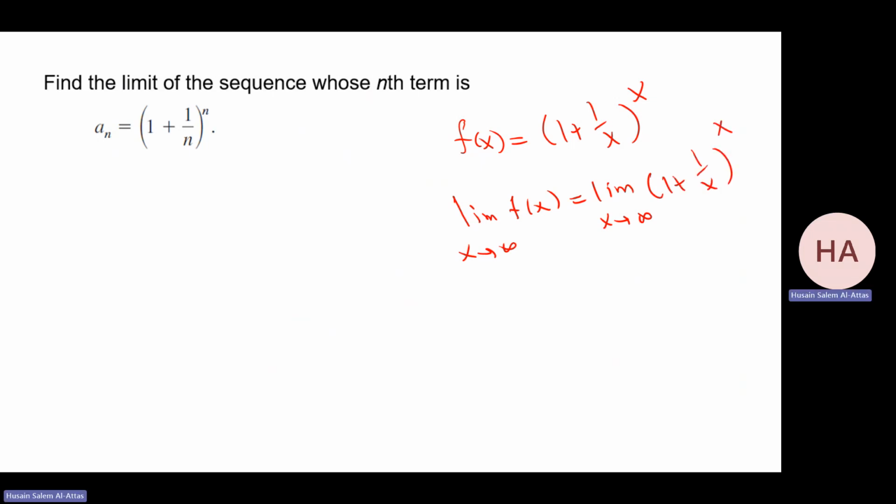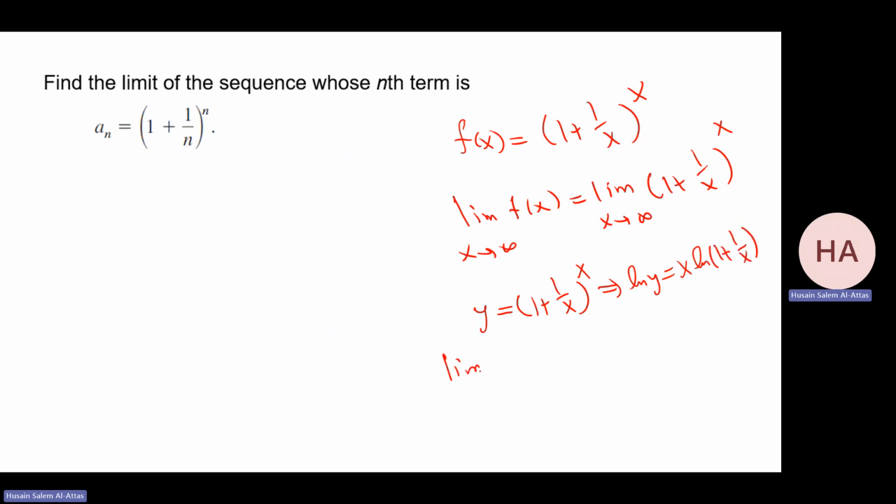That will be 0, 1 to the power infinity. And this is an undetermined form. If you remember, we work it out this way. We say y equals this. Then I take ln of both sides. ln y will be x ln 1 plus 1 over x.